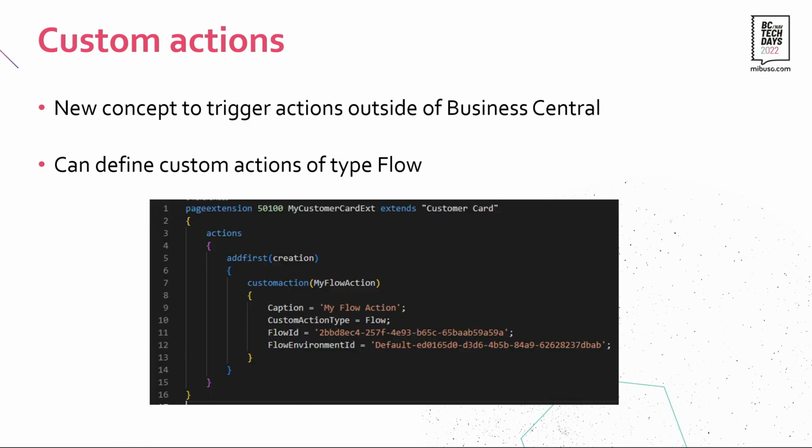If we look at how the code looks like, here I'm adding a custom action to the customer card that points to some flow. There is a custom action type that is set to flow right now. So in the future, we'll reuse that concept when we define other scenarios. And then you have some properties that are dedicated to Power Automate flows, so you can get this information from Power Automate and then fill in the flow ID and the environment ID where the flow is located. And that's how the runtime will know how to trigger the flow.